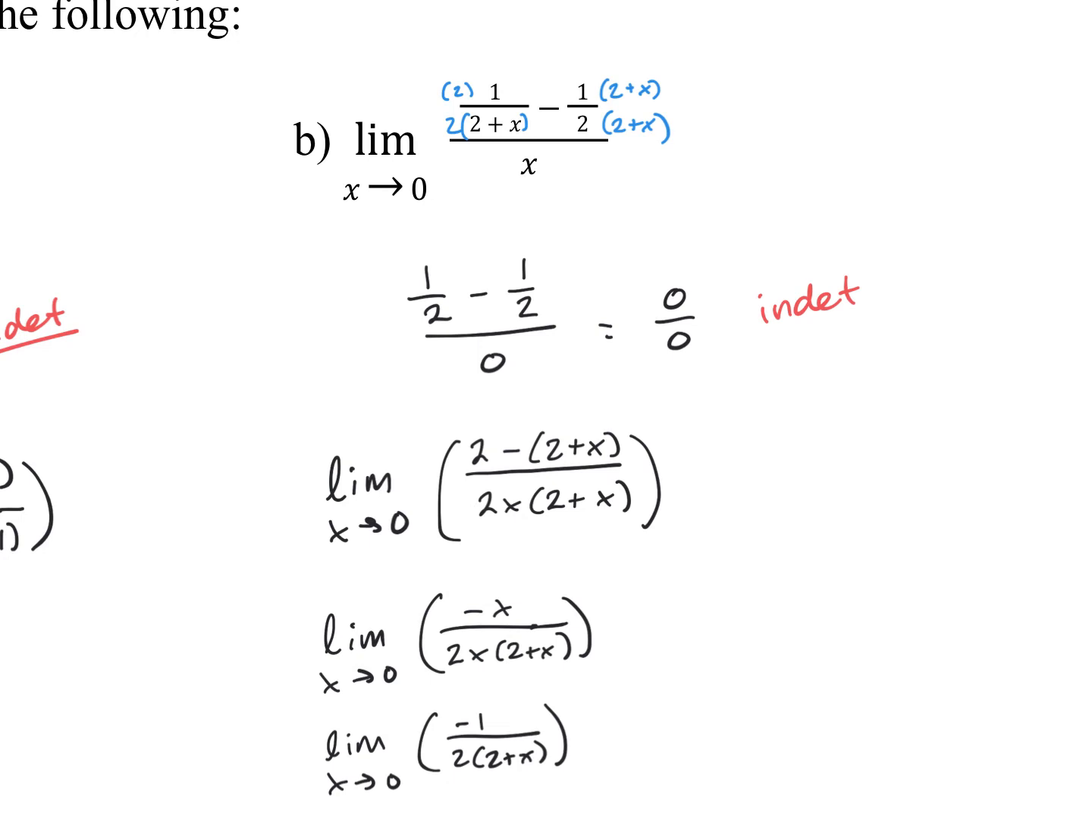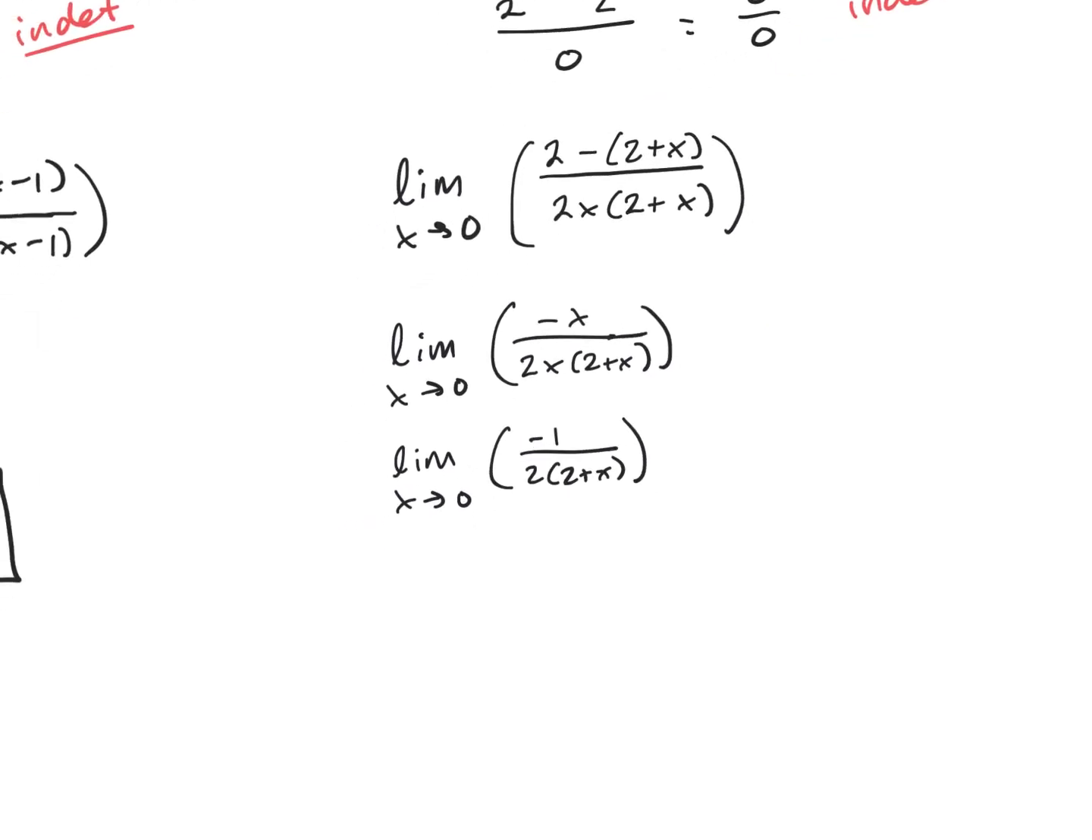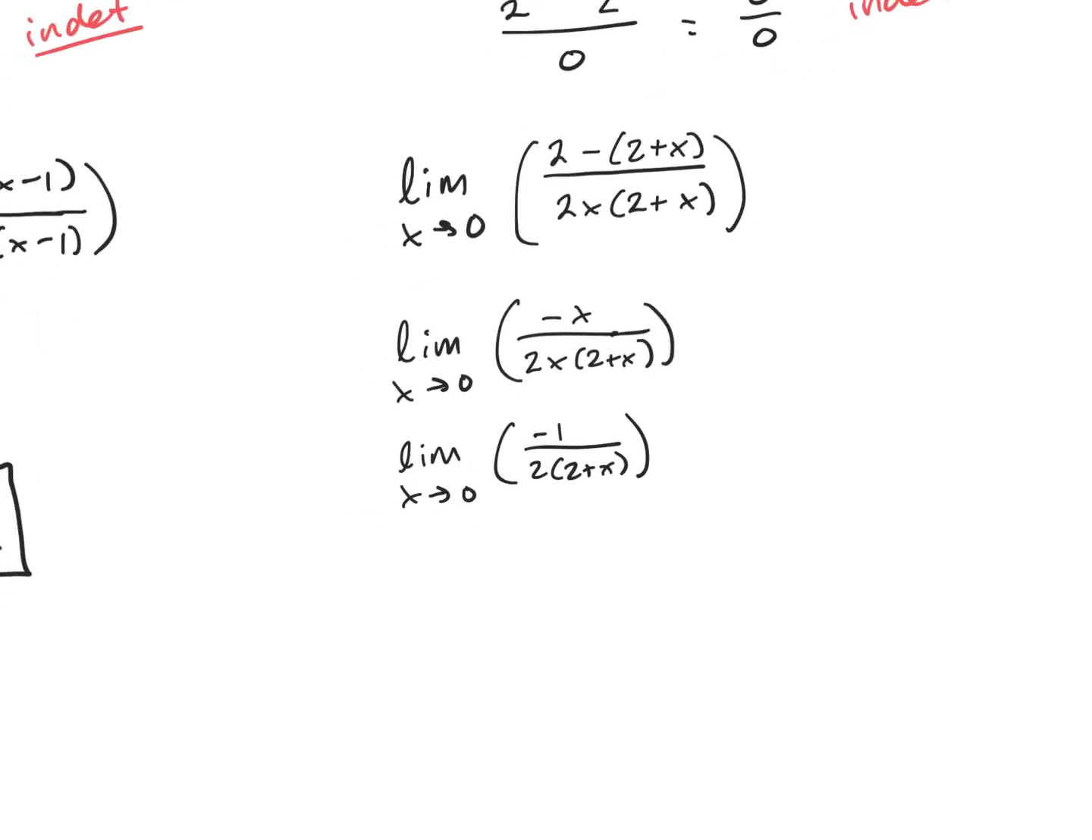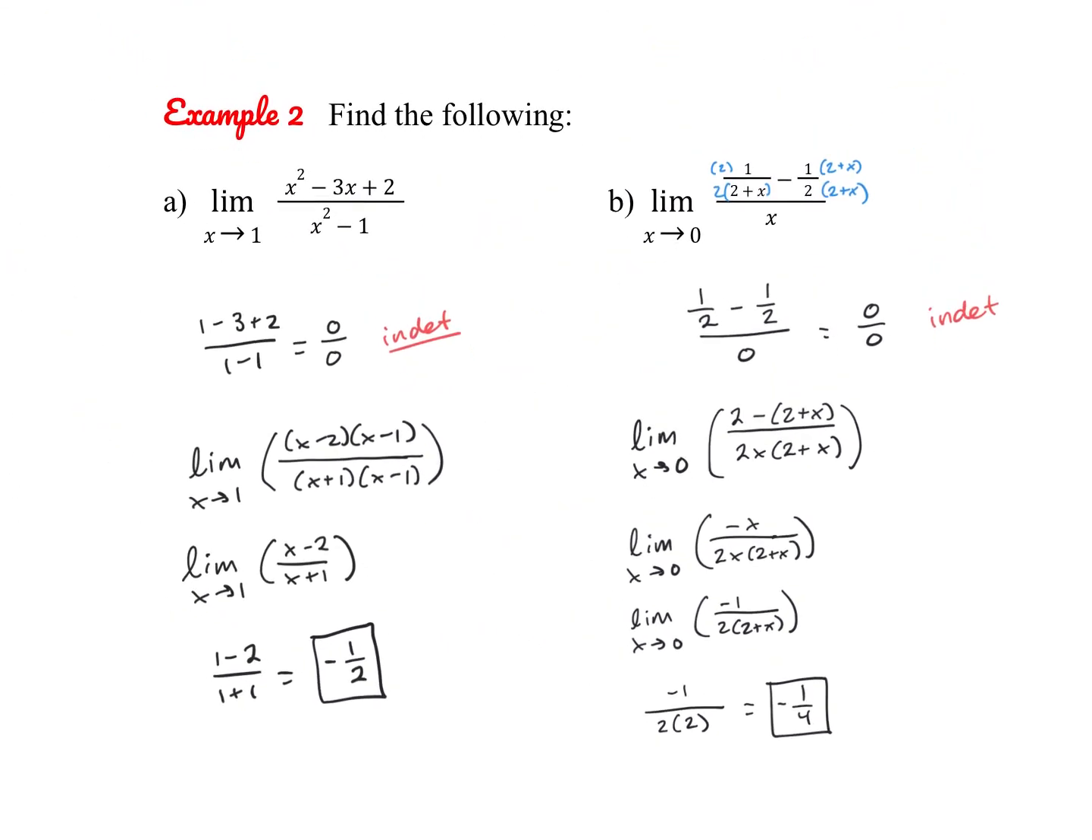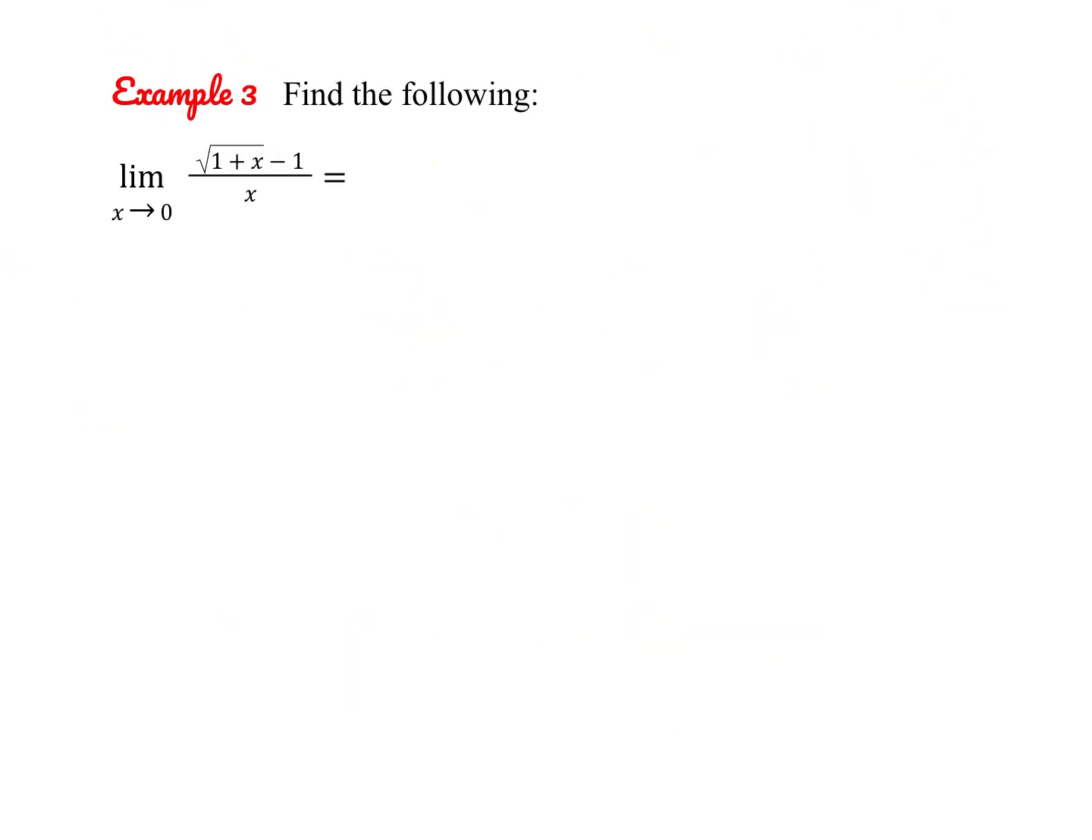So now let's see if we can evaluate this limit using direct substitution. So this gives us negative 1 over 2 times 2 plus 0. So we do get the limit of negative 1/4. All right, let's try another one together. So here we have the limit as x approaches 0 of this function.